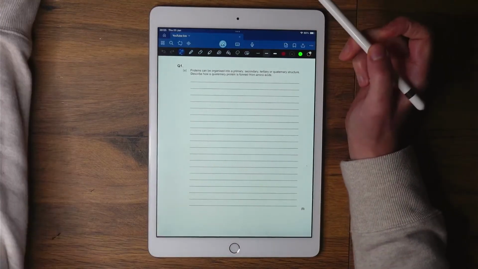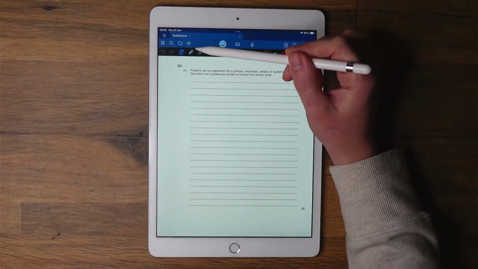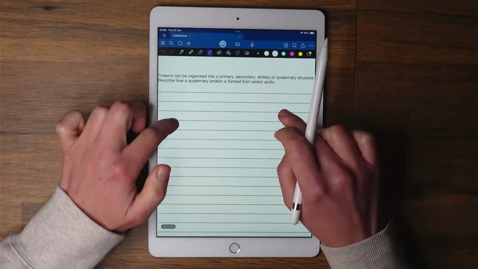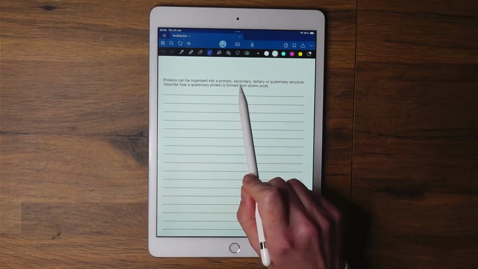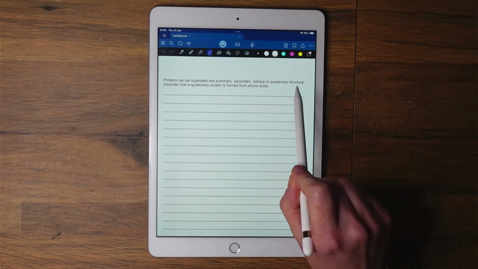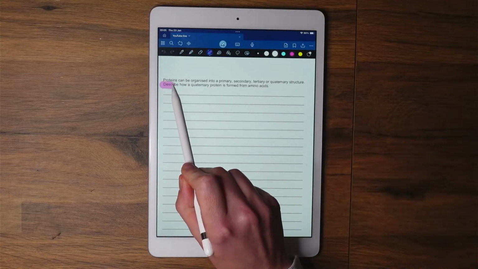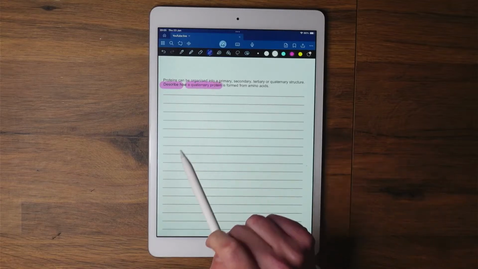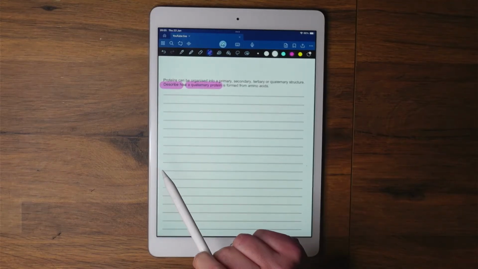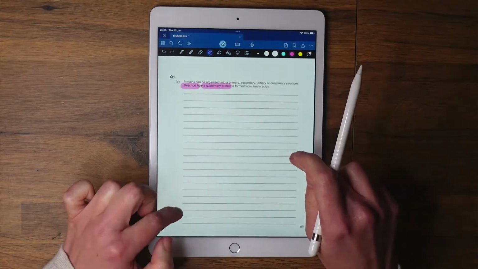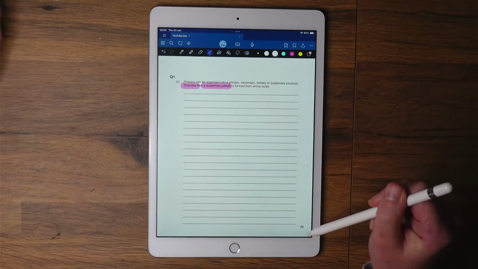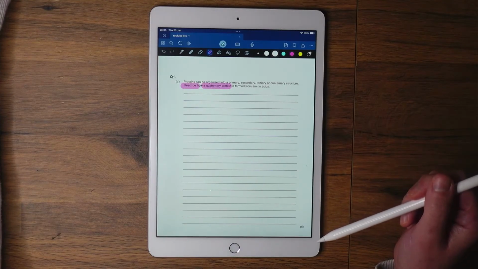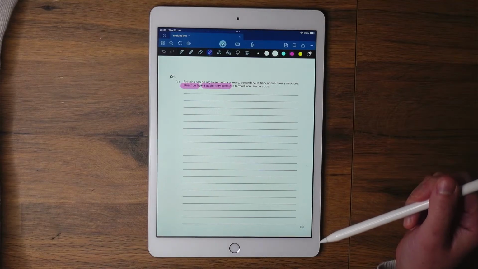Right, without further ado then, let's jump into these exam questions. So this first question, it says proteins can be organised into primary, secondary, tertiary or quaternary structure, and we have to describe, so that's the command word, describe how a quaternary protein is formed from amino acids. So it's how we get a quaternary structure from amino acids, and this is a 5-mark question. So 5 marks for this one.